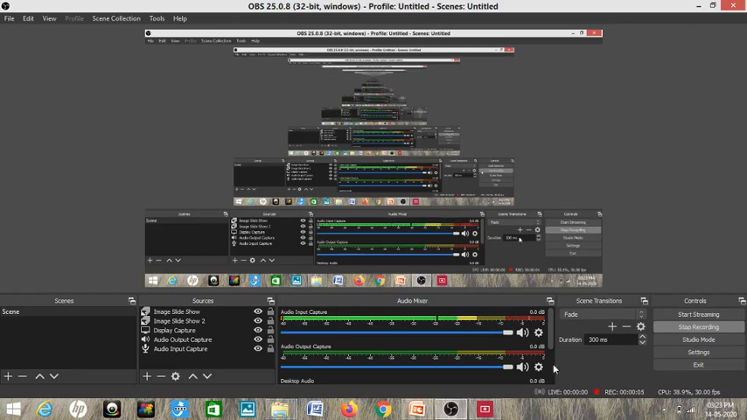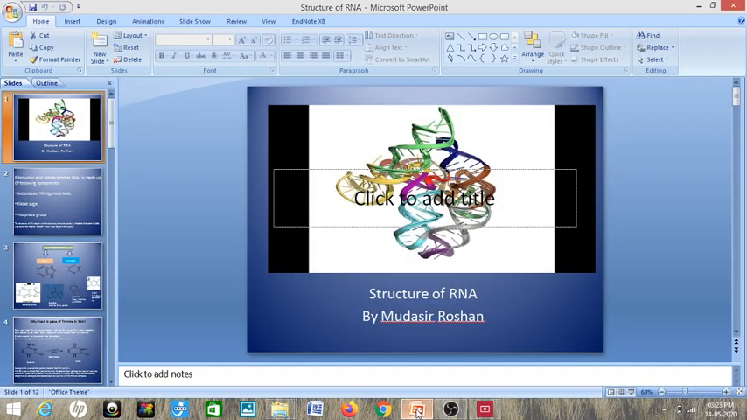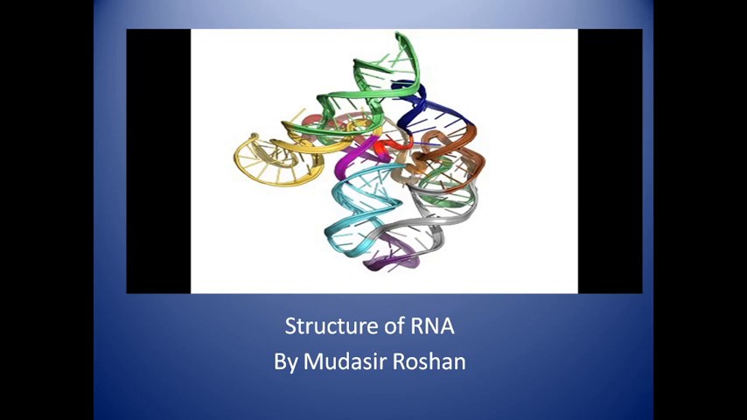It's about RNA. Okay, we are done with the DNA, its structure and then its synthesis. Now going to RNA. First of all, its structure.